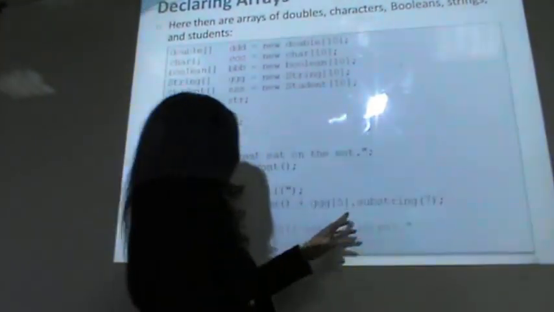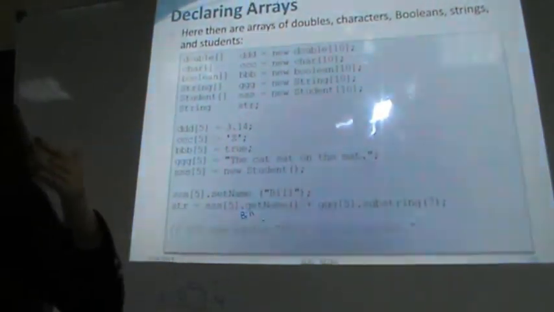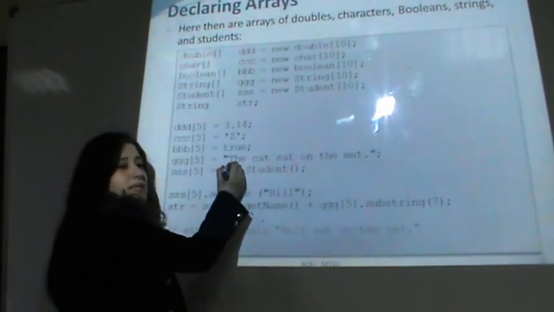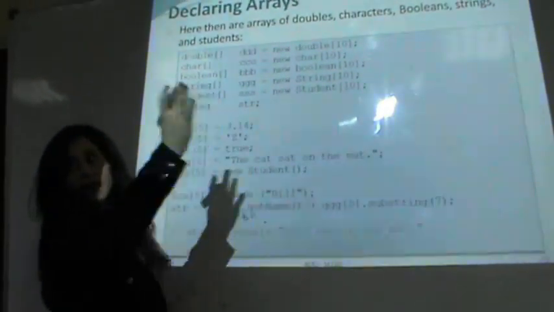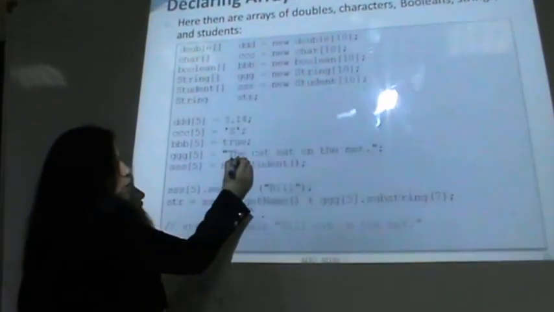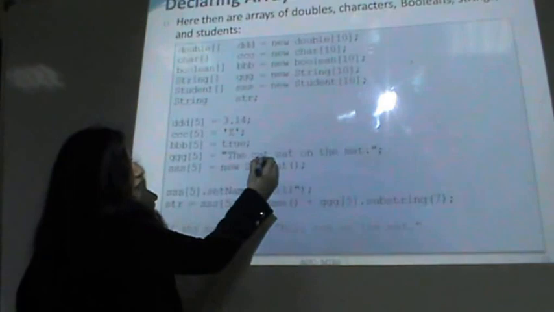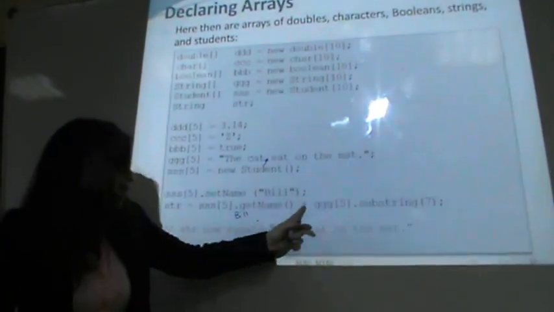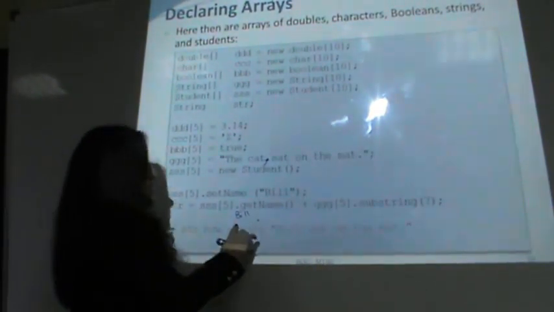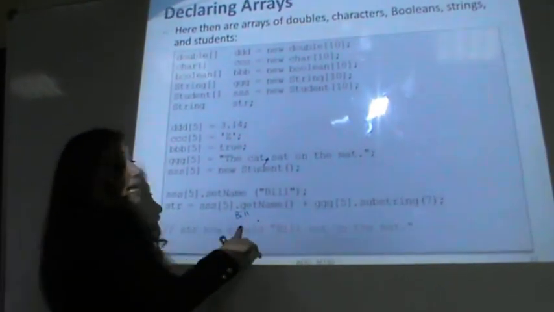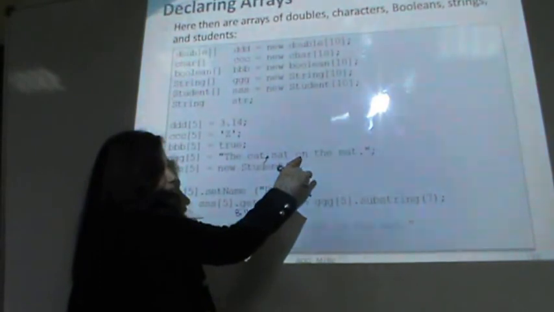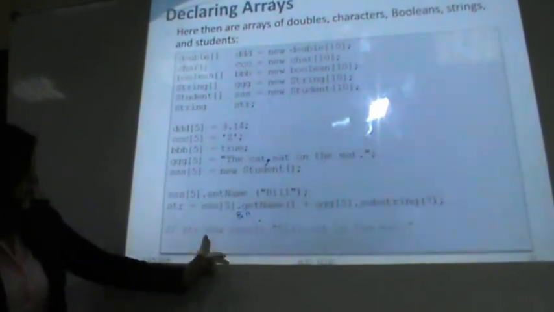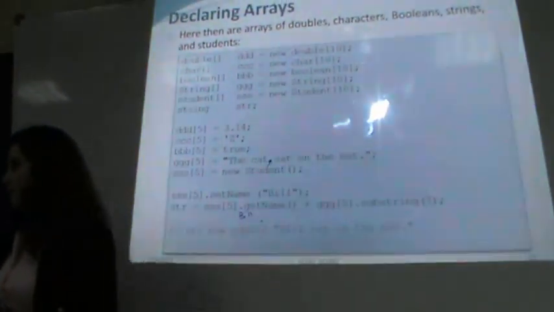Substring of 7 takes part of the string from the 7th element. Okay? For example, we count from 0. Index 7 till the end of the string. 0, 1, 2, 3, we count the space. 4, 5, 6, 7. From the space till the end. Okay, we concatenate it with Bill. So what will str become? Bill space sat space on space the space mat. So the resulting string will be Bill sat on the mat.